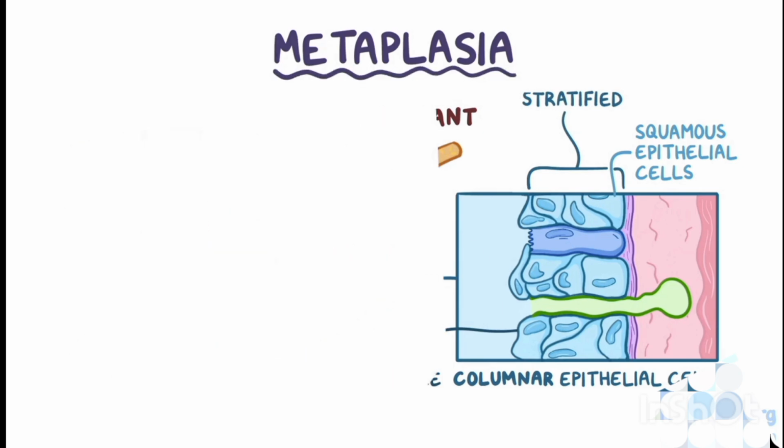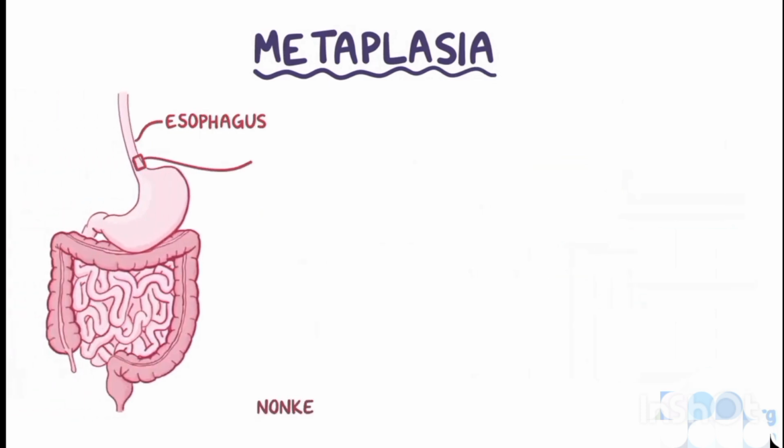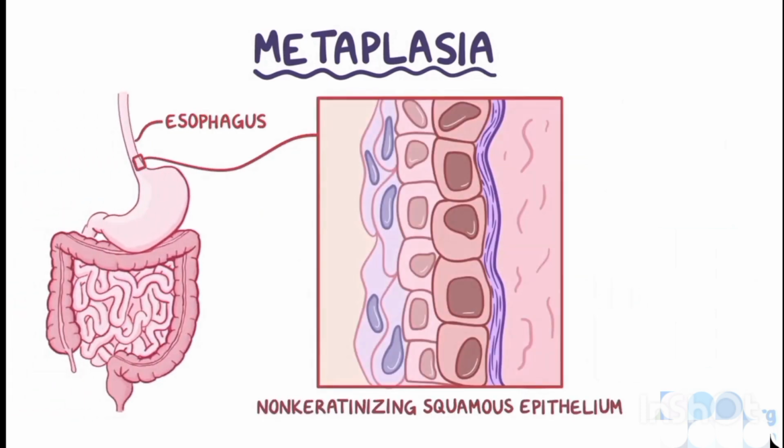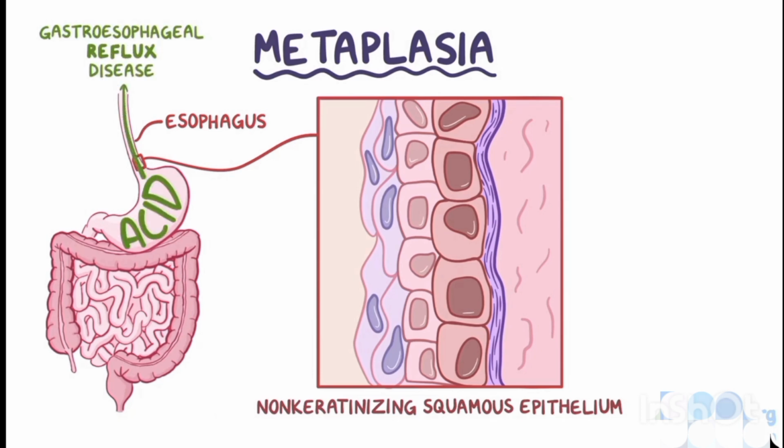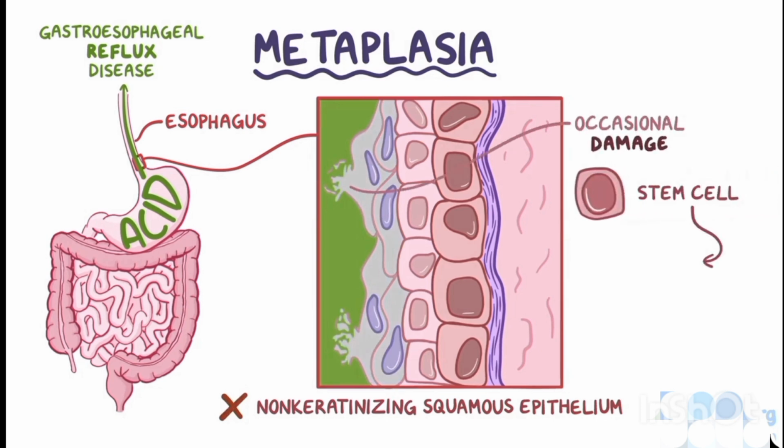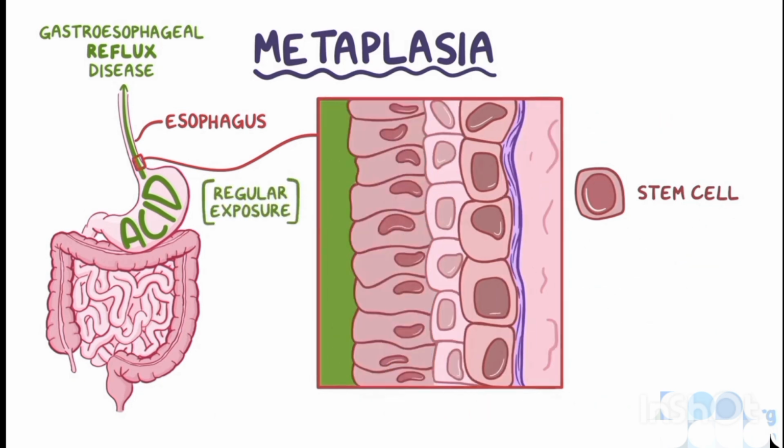Another example is our esophagus, which is lined with a non-keratinizing squamous epithelium. These cells are adapted to withstand the passage of food going down to our stomach. However, in case of gastroesophageal reflux disease, acid from the stomach makes its way up into the esophagus on a regular basis. Esophagus cells are not well suited for chronic contact with acid and can get damaged. Normally, when there's occasional damage, stem cells differentiate into new squamous epithelial cells to replace the damaged ones. But when there's regular exposure to acid, stem cells begin to adapt by differentiating into non-ciliated mucin-producing columnar epithelial cells.